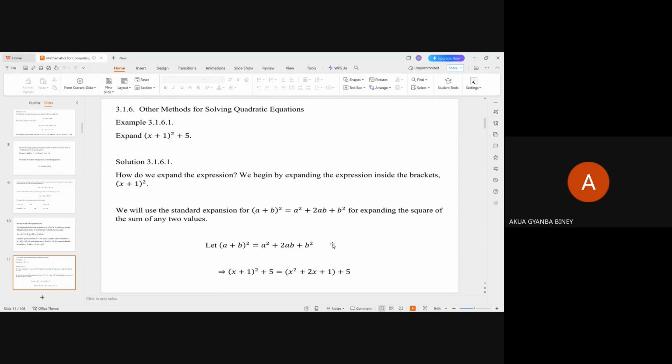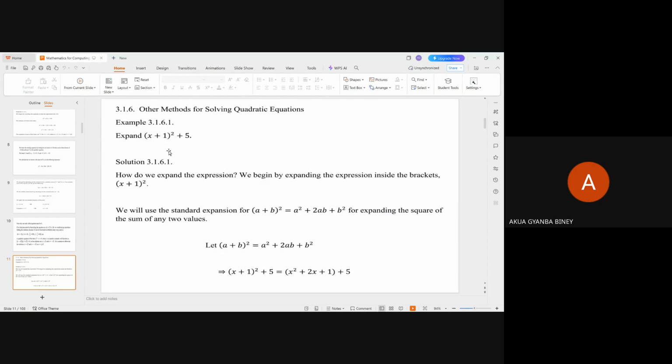The other methods for solving quadratic equations. We have an example here, x plus 1 all squared plus 5. How do we solve this? In an exam or quiz, you will be asked to expand this. This is also a quadratic equation. We begin by expanding the expression inside the bracket.